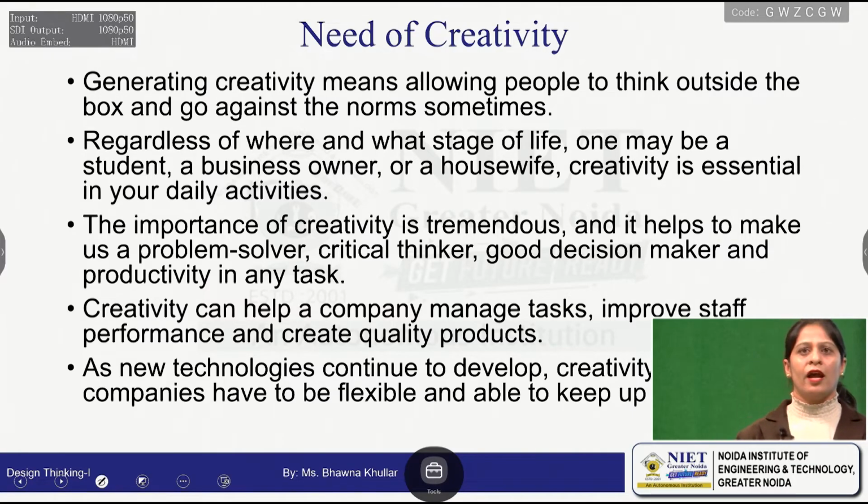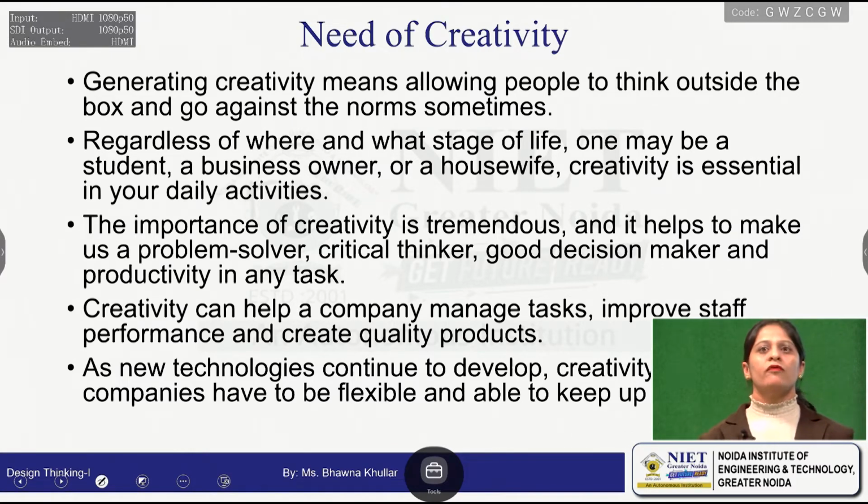Regardless of where and what stage of life one is in, whether a student, a business owner, or a housewife, creativity is essential in your daily activities. We don't think that thinking is only for a student, a business owner, or a housewife. Thinking always depends on your group and your activities.